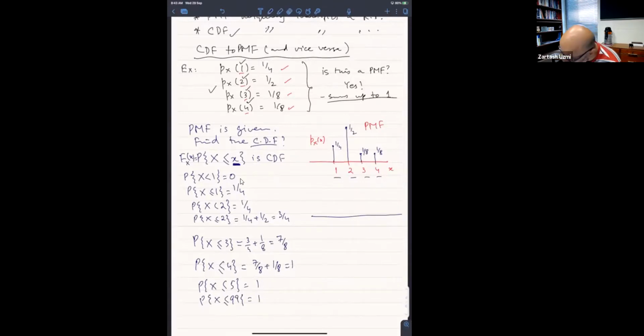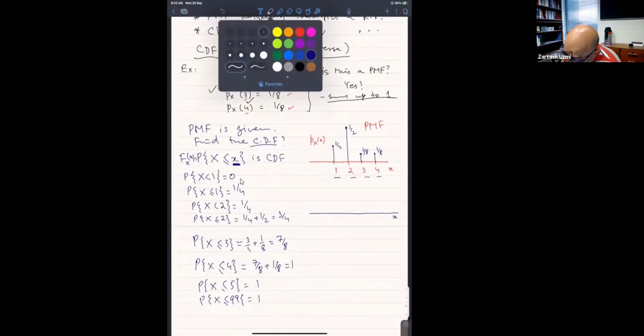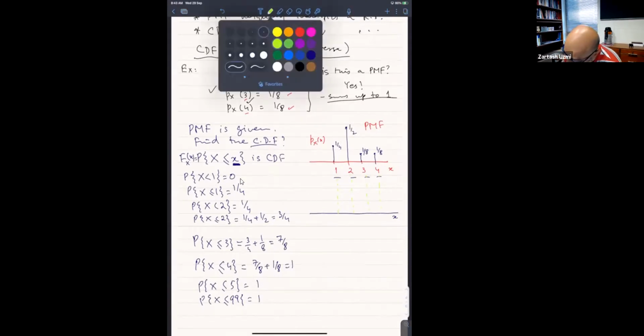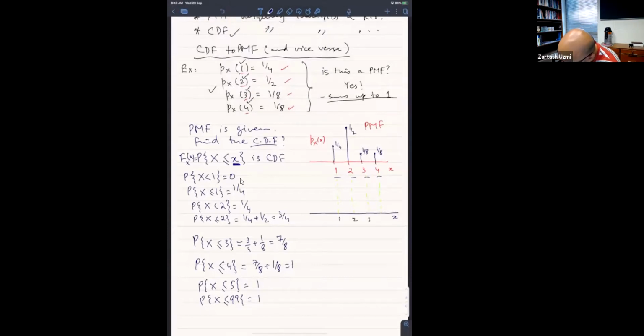So I'm going to draw the PMF, CDF now. I'm going to draw the CDF. Small x here, and then I will use this guy here. 1, 2, 3, and 4. Yeah. एक जैसी मैंने एक्सेस इनकी बना दी. So this is 1, 2, 3, 4.